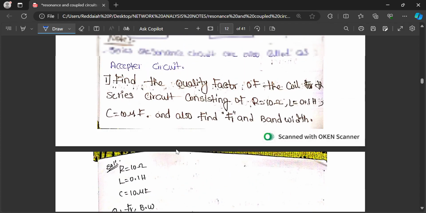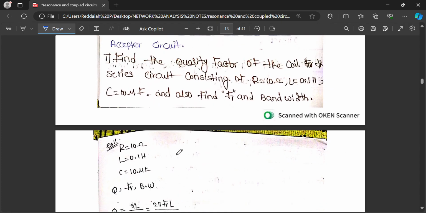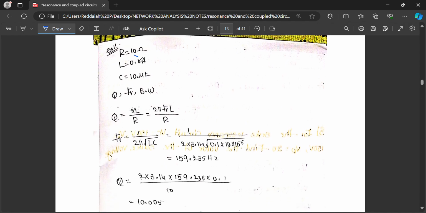Next problems, so many problems are there. Find the quality factor of the coil for the series circuit consisting of resistance R equal to 10 ohm, L equal to 0.1 henry, and capacitor 10 microfarads, and also find resonance frequency and bandwidth. You can see this problem solution. The circuit consists of RLC, with R 10 ohm, L 0.1 henry, C equal to 10 microfarad. Quality factor, resonance frequency, bandwidth, these three we have to calculate.